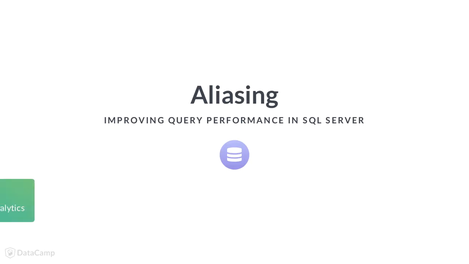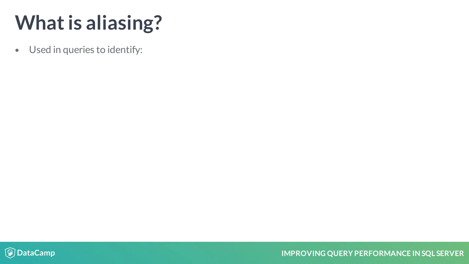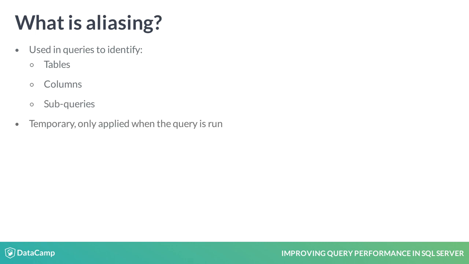In this lesson, we'll discuss how to use aliasing to avoid some kinds of errors and how it can make code easier to read and understand. Aliasing refers to providing a short name, code, or simple identity to tables, columns, and subqueries in a query. Aliases are temporary and only apply during the running of the query. They do not alter the table or column names in the database.